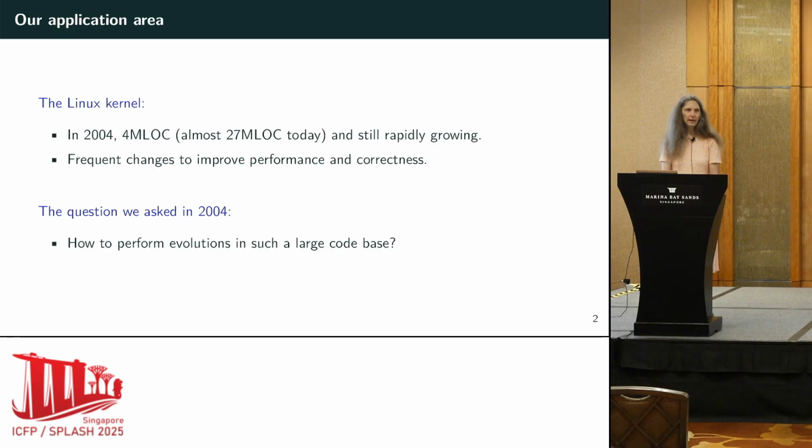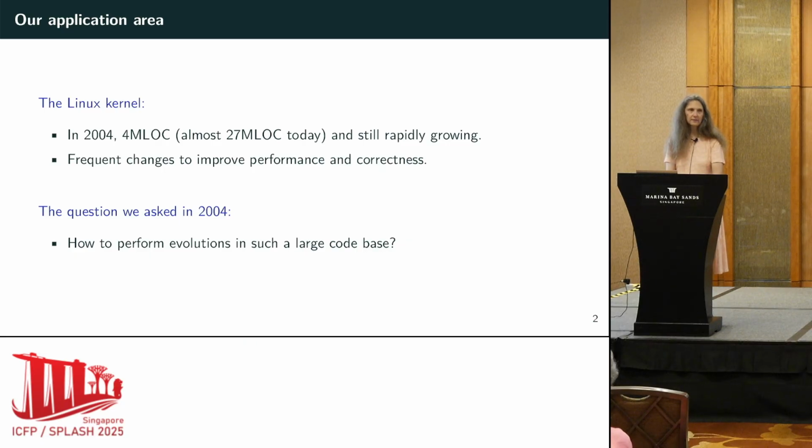But the application area of our work is the Linux kernel. When we started the project in 2004, the Linux kernel was 4 million lines of code. We thought that was a really huge software project. Today it's almost 27 million lines of code, and it's still rapidly growing. It has frequent changes. There are certainly many new features, but there are also changes to improve performance, correctness, fix bugs, improve security, and so on.